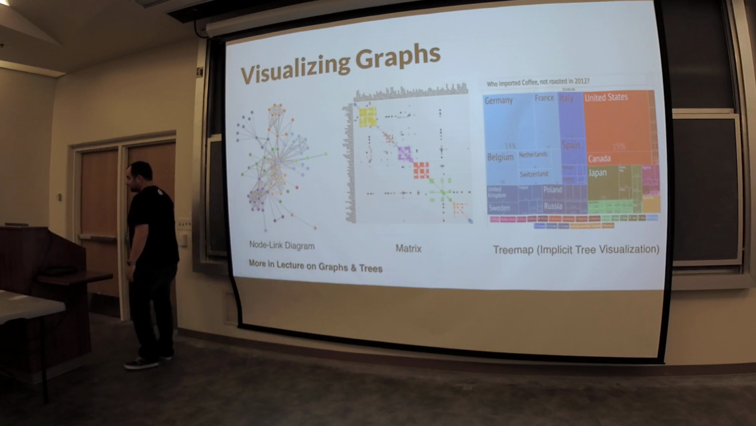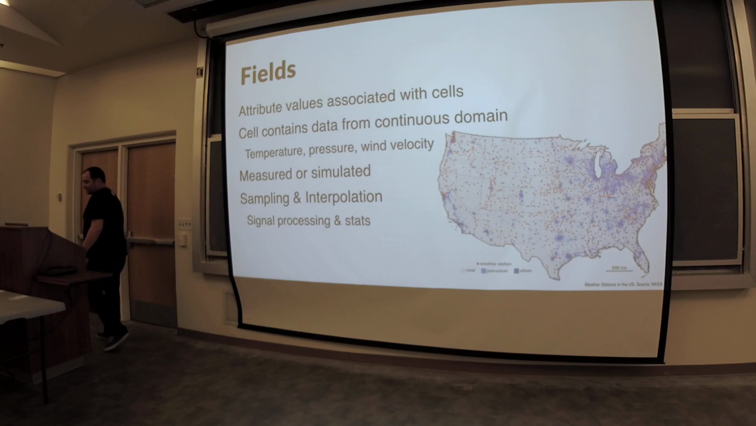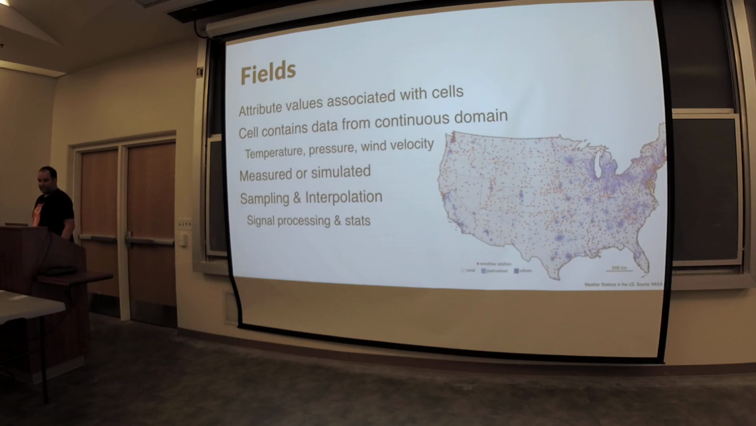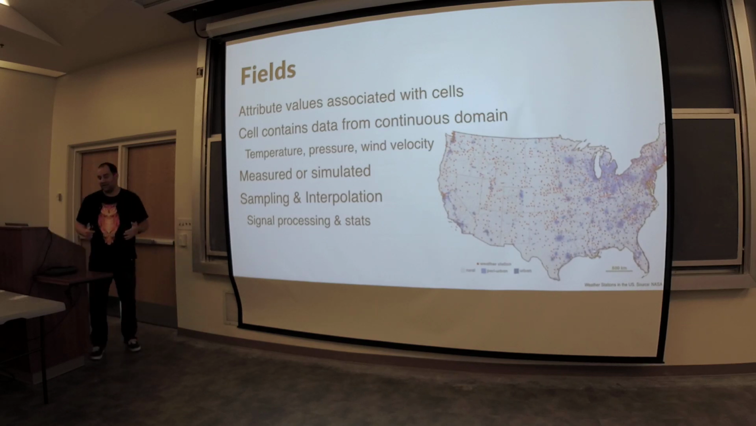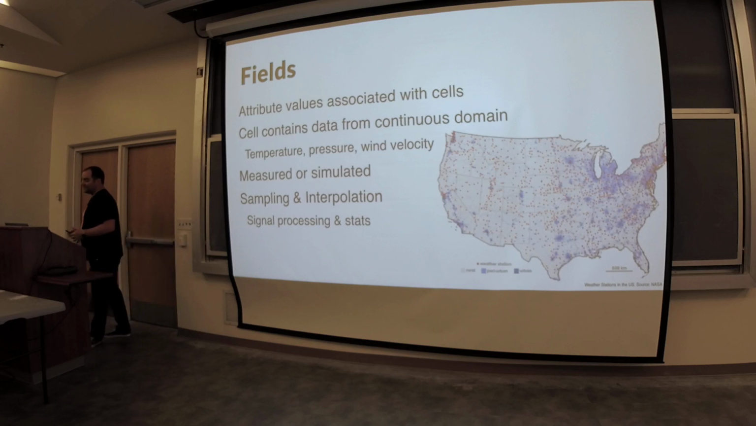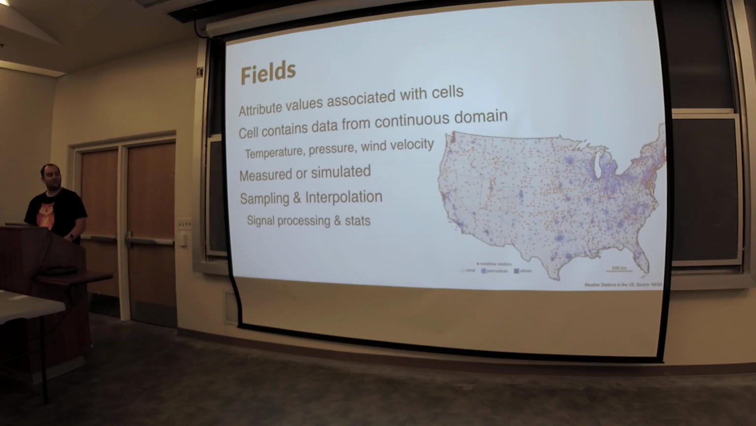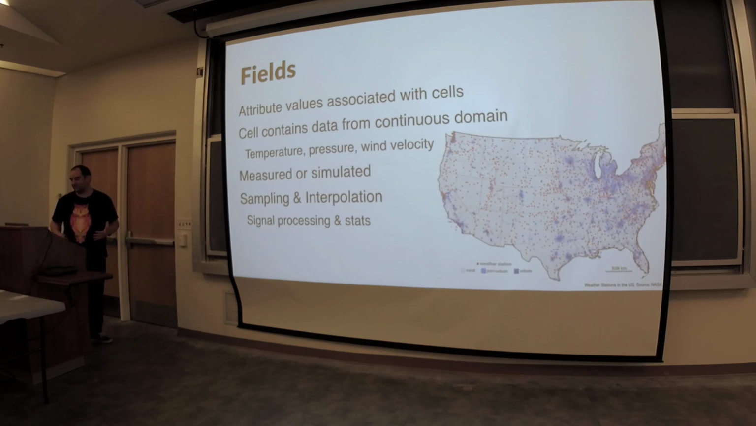I already mentioned fields and what the point about continuous data is. Here we have attribute values that are associated with cells, and these cells contain data from the continuous domain. These are usually a natural observation, things like temperature, pressure, wind velocity, or anything like that. We can have fields either measured or simulated.